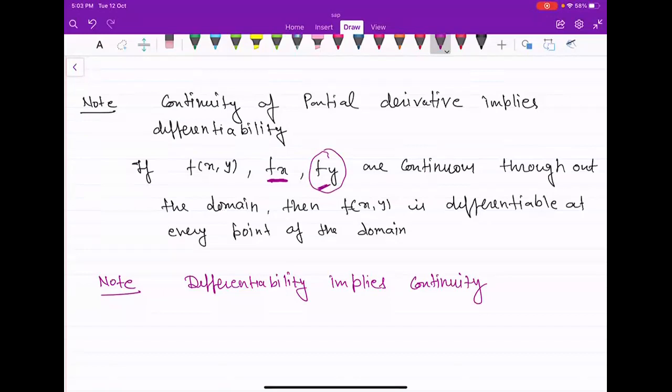So differentiable तब तक नहीं बोलेंगे, like this term differentiability we will not use till we do not have the continuity condition of the partial derivatives.